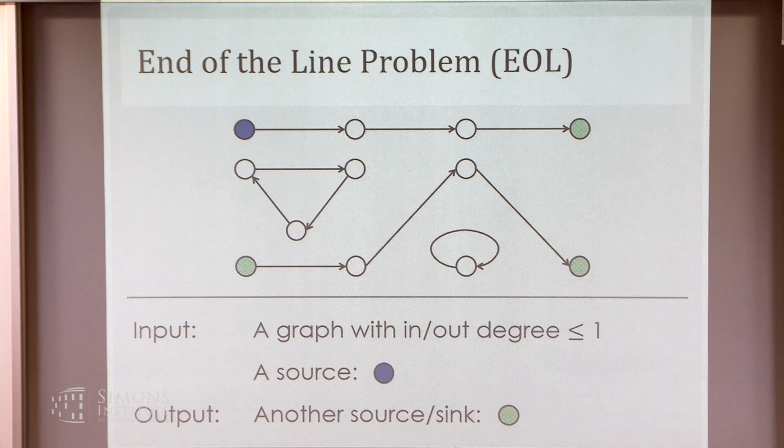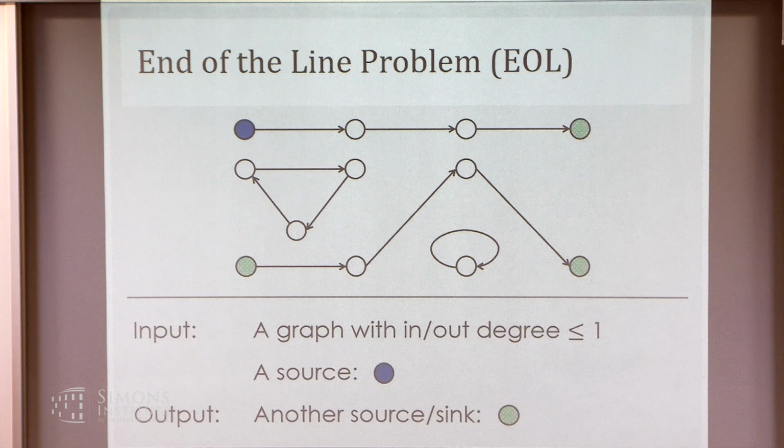Right? The only other option is that the whole graph is a cycle. But if the whole graph is a cycle, then I wouldn't have a source with in-degree 0. Okay, so that's sort of the intuitive argument for why a solution is guaranteed to exist. There's always a sink in this graph, and the problem is actually finding such a sink.